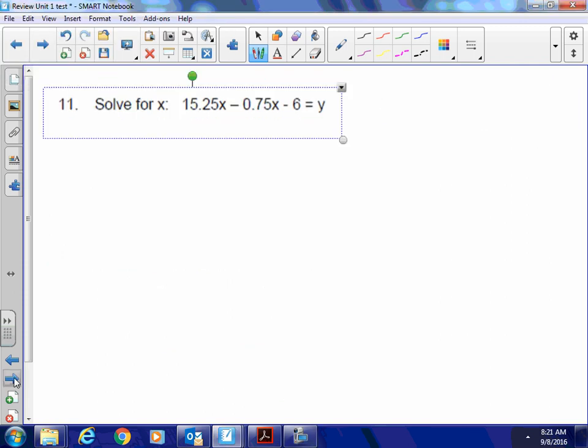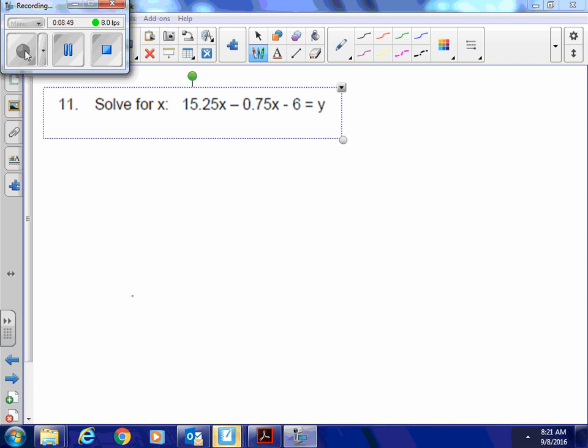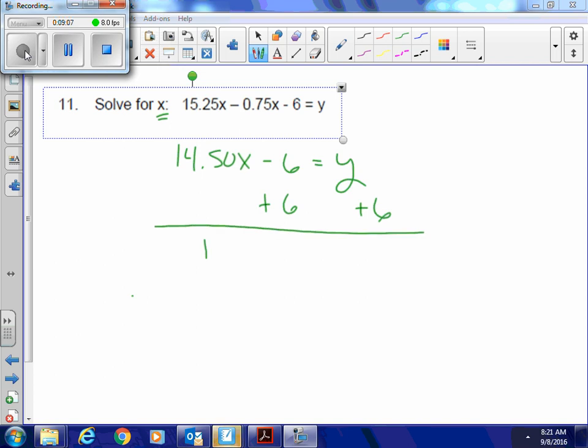All right, let's do the next problem. Let's combine our like terms, and we get 14.5x minus 6 is equal to y. Notice we've got 2 variables. We're going to get x alone, but we're still going to have the y in the problem. We can add 6 to both sides. And we've got 14.5x equals y plus 6. And now we can divide both sides by 14.5.